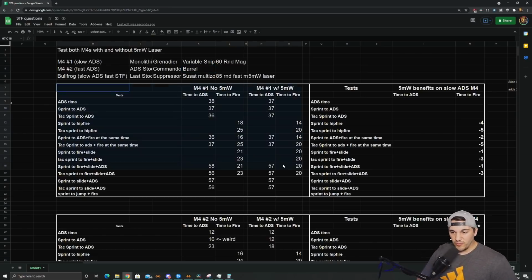So this is M4 number 1 right here. All the measurements I took for every different kind of thing. Those are the tests I just ran through in the intro. Time to ADS, time to fire are the measurements in terms of frames. Same for these columns.